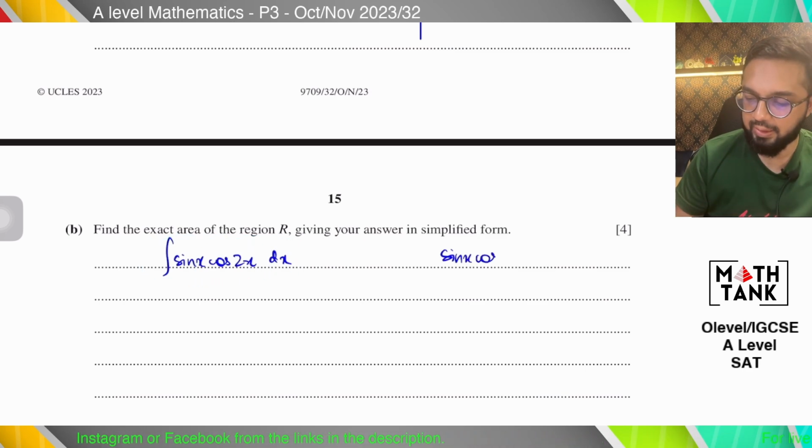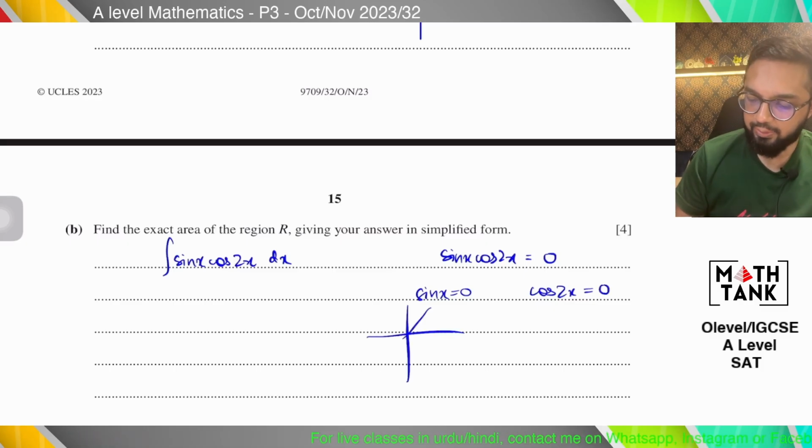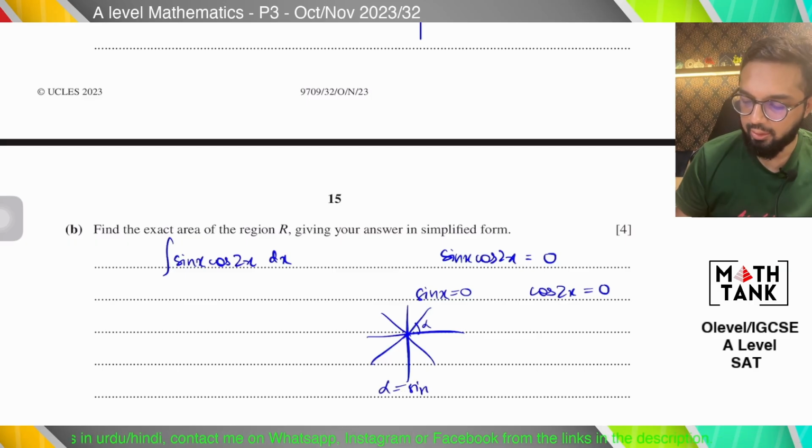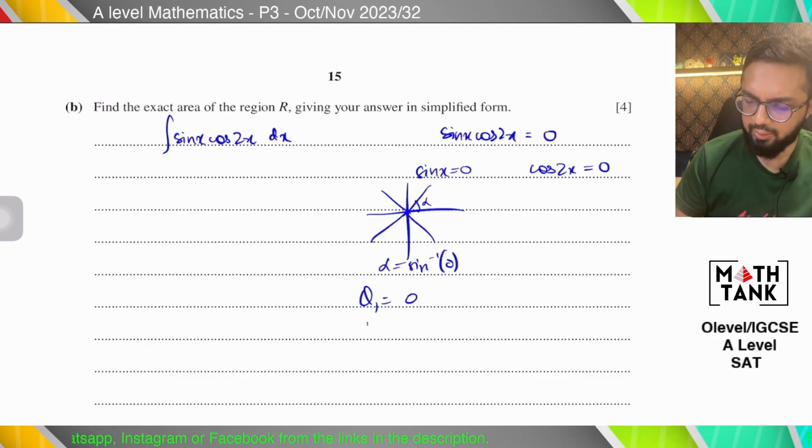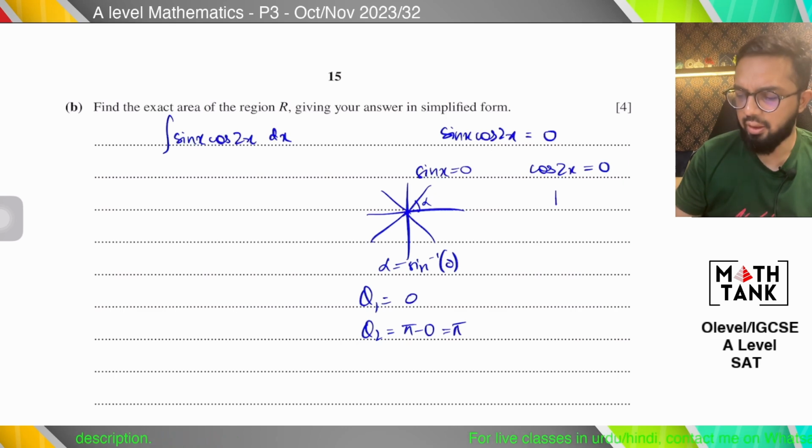Sine x cos 2x equals 0. So either sine x equals 0 or cos 2x equals 0. When sine x equals 0, it's in all four quadrants. Then alpha is sine inverse of 0. So I get quadrant 1 as 0, quadrant 2 as 180 minus 0, which is pi minus 0. So that's pi. I don't need to go that far. I'm going to look at the other quadrant.